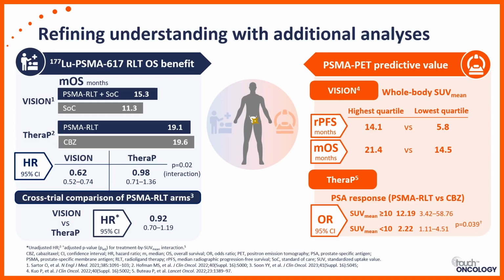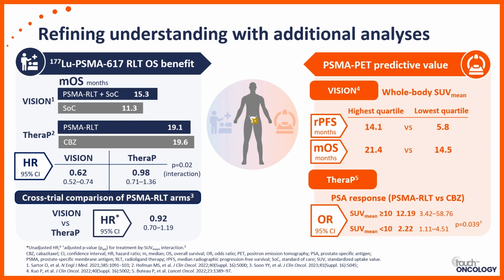Equally important, if you look at this slide on the left, you can see the primary endpoint for the VISION data looking at survival benefit. There was a significant improvement in overall survival for those patients receiving lutetium PSMA plus standard of care against standard of care alone, 15.3 months against 11.3 months, hazard ratio 0.62, with a statistically significant p-value. In TheraP, although the primary endpoint was not survival, there was no difference in the outcome compared to cabazitaxel-based therapy, but yet again, an effective treatment for those patients.